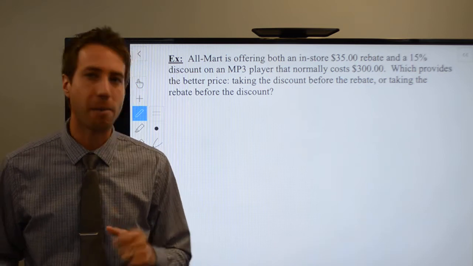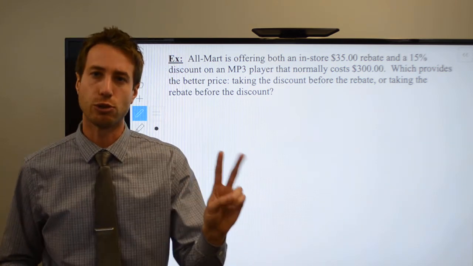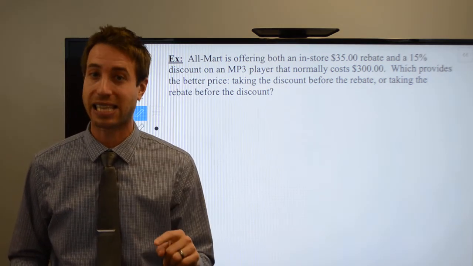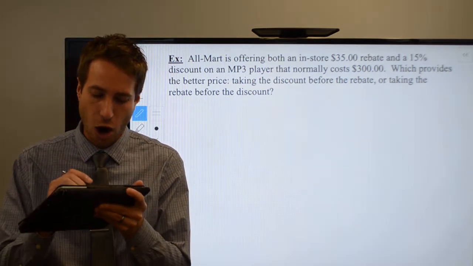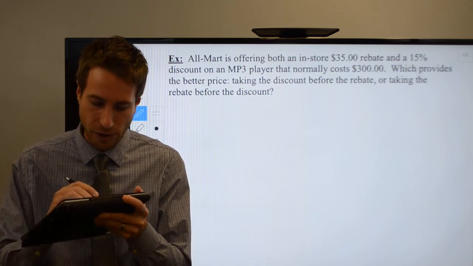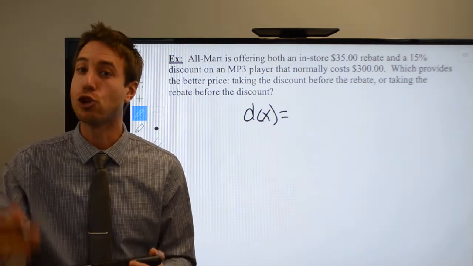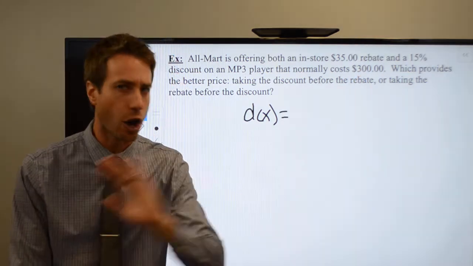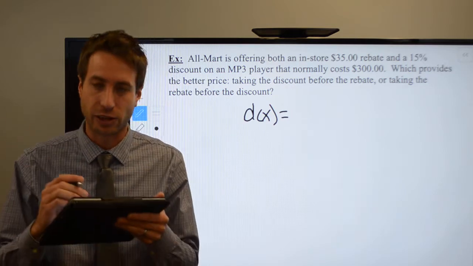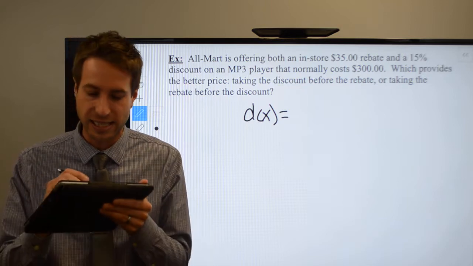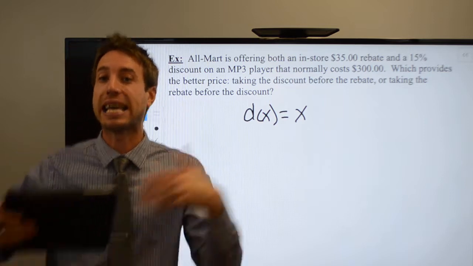Let's solve this problem by first setting up our functions and then using composite functions. The store is going to do two things. They're going to give you a discount, a percent off of the original price. Let's write our discount first, so d of x for discount. The original price of the MP3 player is $300, but I'm going to use a variable instead, because this could apply to any item that has a 15% discount. So the cost of the item, and then they're going to take a percentage off.